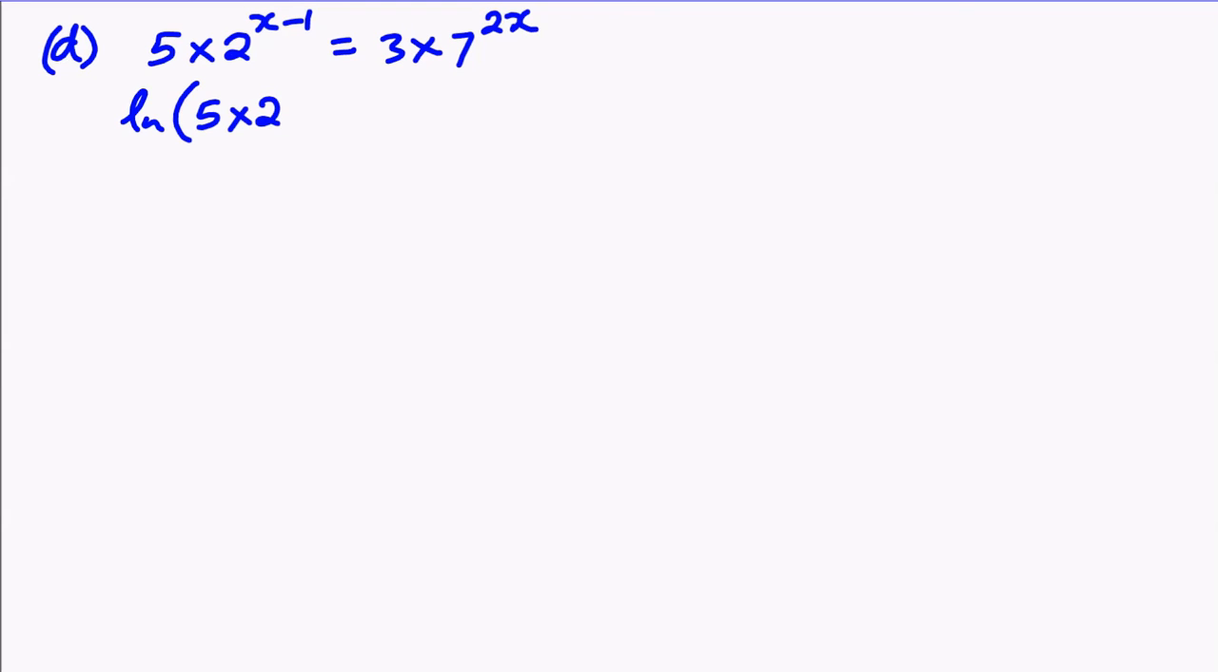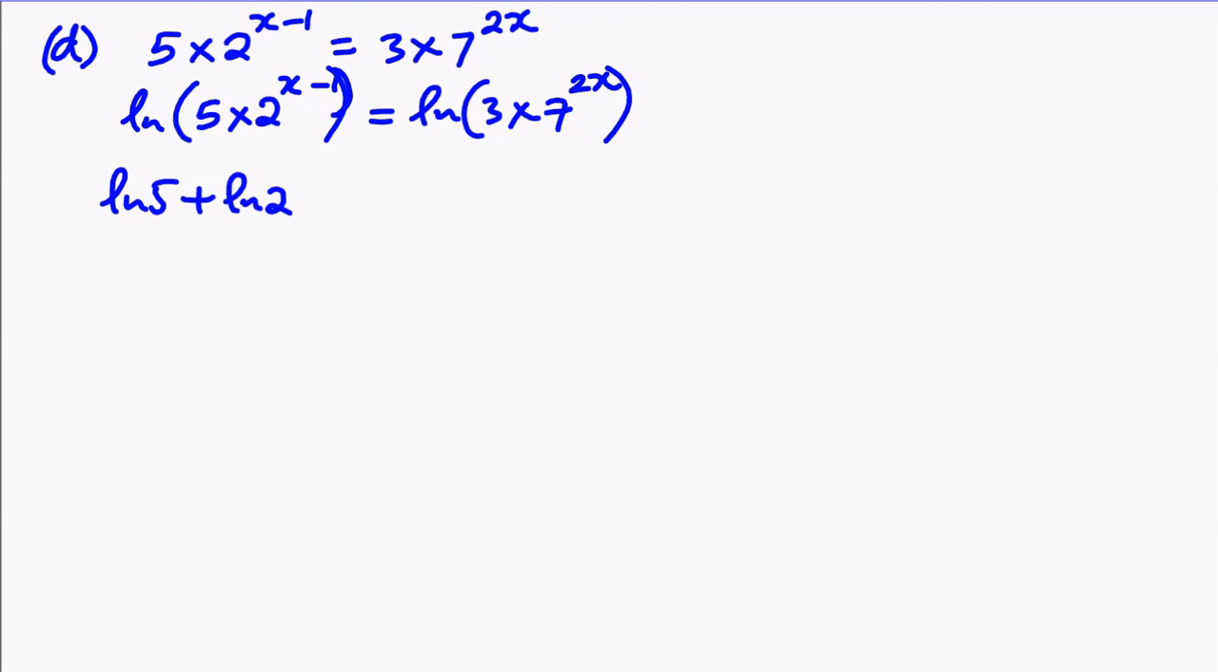D, you have 5 multiplied by 2 to the power x minus 1 is equals to 3 times 7 to the power 2x. Take natural logarithm of both sides. So ln 5 plus ln 2 to the power x minus 1 is equals to ln 3 plus ln 7 to the power 2x.